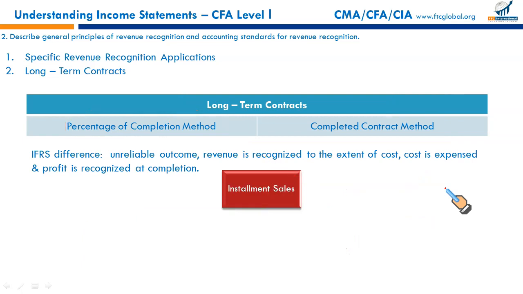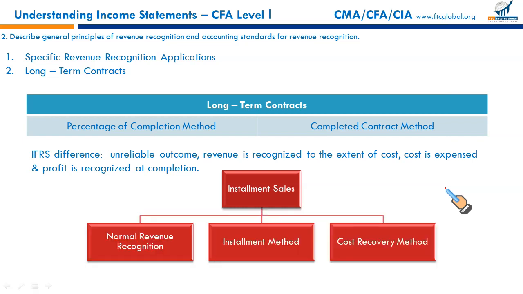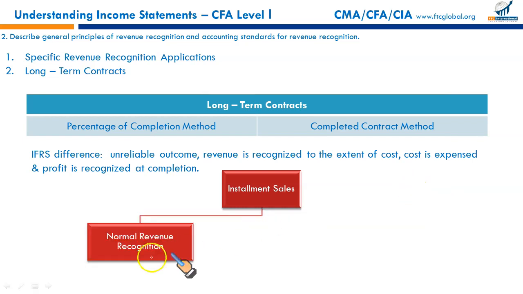Installment sales, when we have sold goods, but the recovery of cash will be spread over an extended period of time. So we have three alternative treatments. First is the normal revenue recognition. We just treat it like normal revenue, debit our customer and credit sales, and then keep on receiving the amount by debiting bank and crediting the customer.